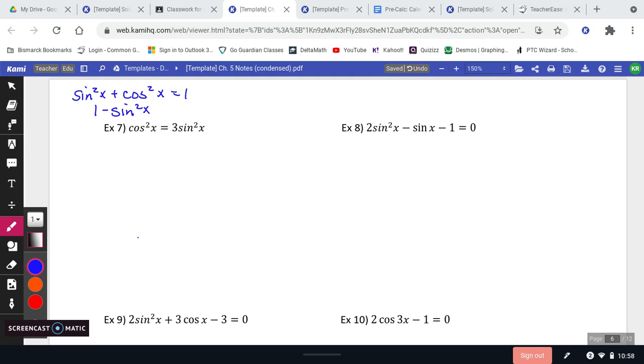Yep, that'll equal cosine squared. Just move the sine squared to the other side. So this is my substitution for cosine squared x. So 1 minus sine squared x equals 3 sine squared x. We do have like terms because these are both sine squared.